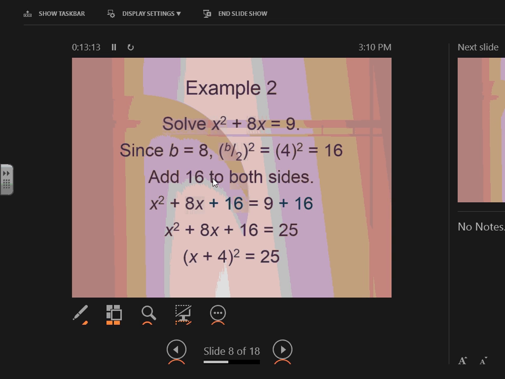Are you with me? Do you see all I did was simplify now? Factor, factor, factor. Now I'm trying to solve for x. What do I do now?